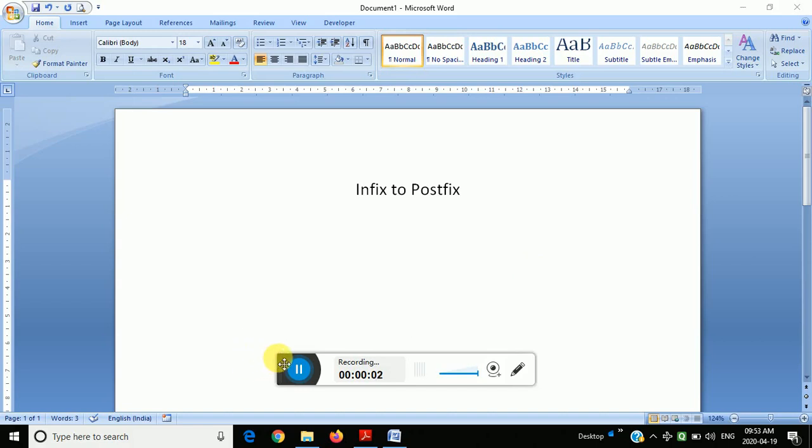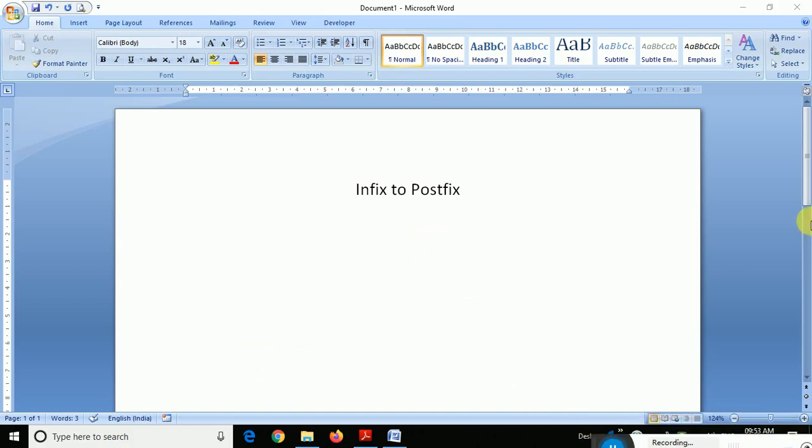Okay, so today I'm going to explain to you about infix to postfix. In this infix to postfix, first of all I'll tell you about operator precedence. Operator precedence means the priority of an operator. Here, the first priority is this one, that is, its value is high.